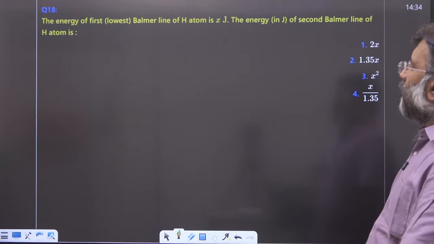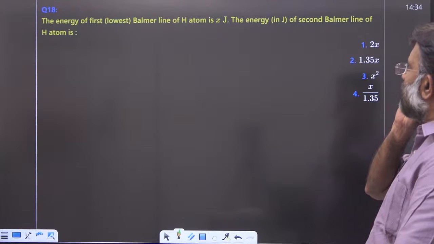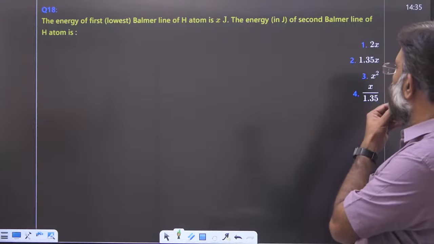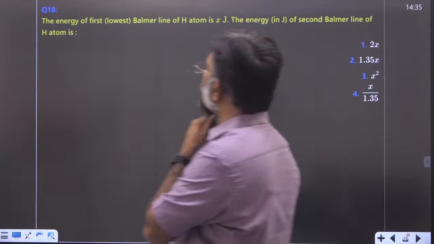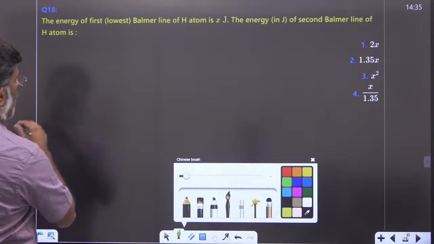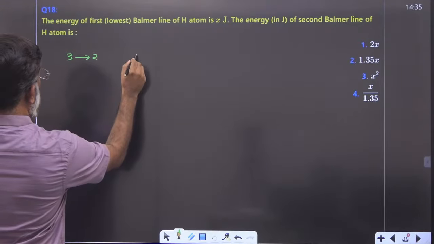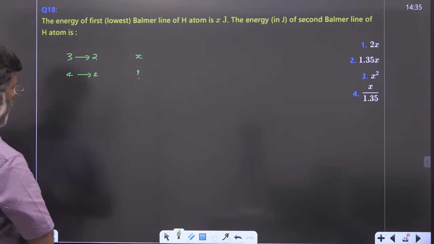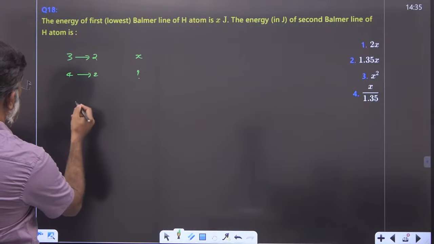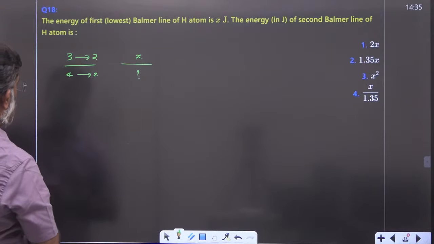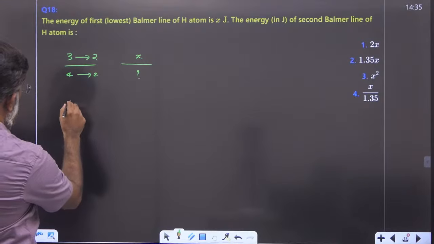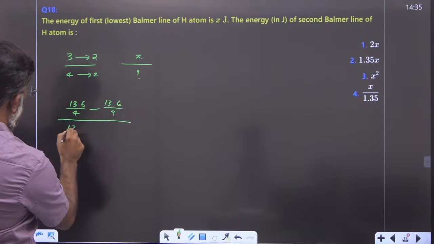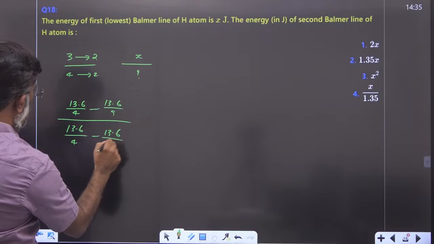The energy of the first, that is lowest, Balmer line of hydrogen atom is X. Energy in joules of the second Balmer line of hydrogen atom is, in terms of X, is the question. The first Balmer line means 3 to 2 transition, whose energy is X. Then what will the second line, 4 to 2, be? So once again do the same thing as done earlier. 3-2 transition: 13.6 by 4 minus 13.6 by 9, divided by 13.6 by 4 minus 13.6 by 16.